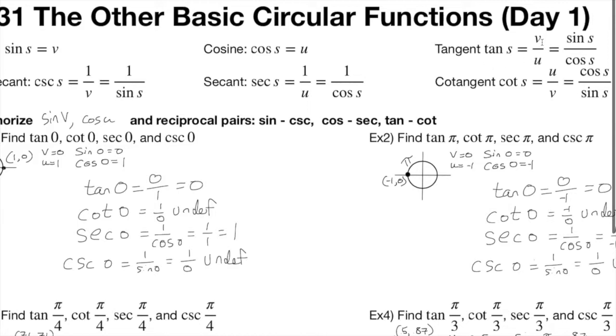This is also the slope. If you pick any point on the unit circle and you want to find the slope between the origin and that point, it would be the change in y, which is v, and the change in x, which is u. The tangent of s is very closely related to slope. I have sine of s over cosine of s memorized.